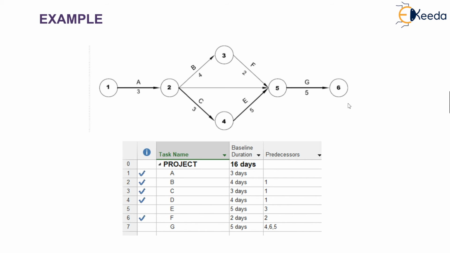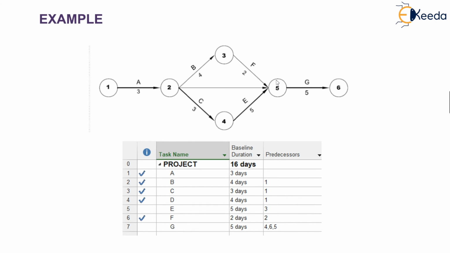Looking at this diagram, we can easily calculate the total duration for the project. Let us do a simple forward pass. At 1, we'll select 0 as the duration. At 2, 0 plus 3, 3. 3 plus 4, here it will be 7. Or 3 plus 3, here it will be 6.